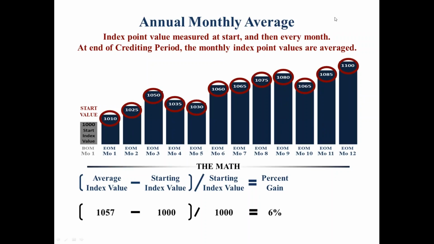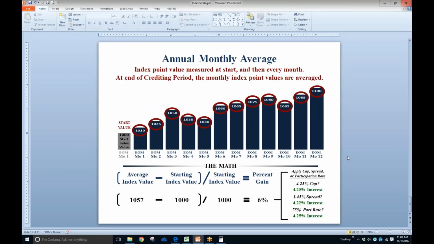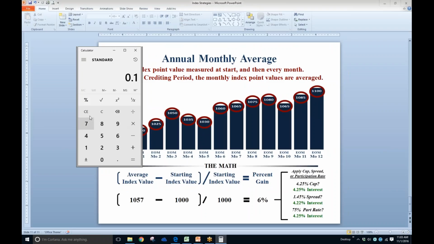And then we're going to do exactly the same kind of math. So grab your calculator again. We're going to go through this, okay? So we're going to do the same thing. The only difference here is I'm going to shortcut adding up 12 numbers and dividing them by 12. Trust me that it's 1057. So again, same thing, 1057. That's our average of all the monthly values minus 1,000, which is our starting index value, equals a 57-point gain. And then we divide that by that starting value again.